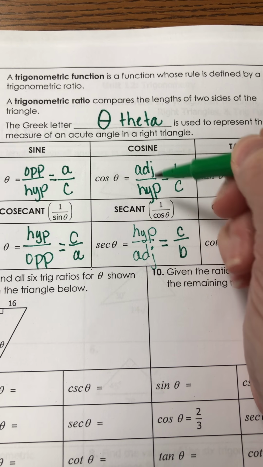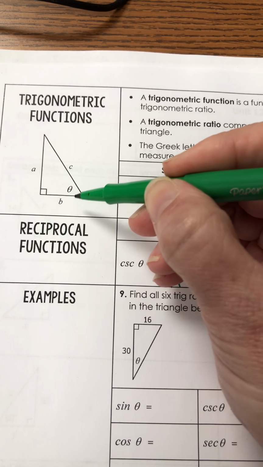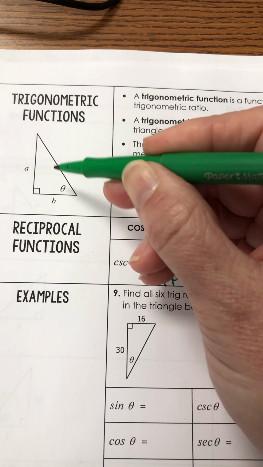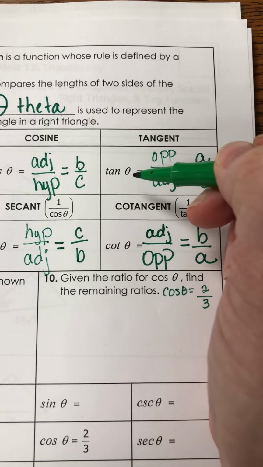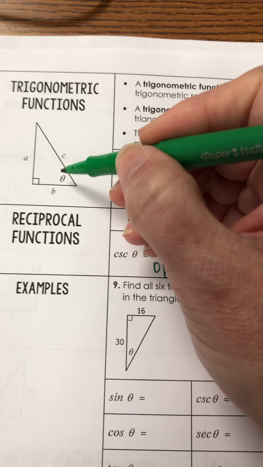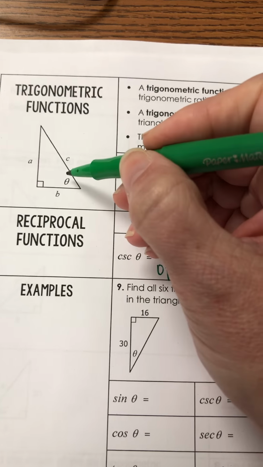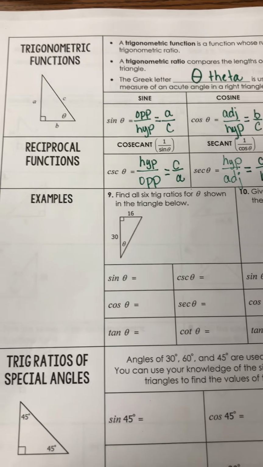Cosine is adjacent over hypotenuse. So to find adjacent of theta, remember it's going to share that side, so that'll be B over the hypotenuse, which is C. So the cosine is B over C. Tangent of theta is the opposite over the adjacent. So here is theta. Opposite of theta is A. Adjacent to theta is B. So the tangent of theta is A over B. So those are the three functions that you have spent a lot of time with and you know pretty well: sine, cosine, and tangent. Now let's talk about our reciprocal functions, okay?